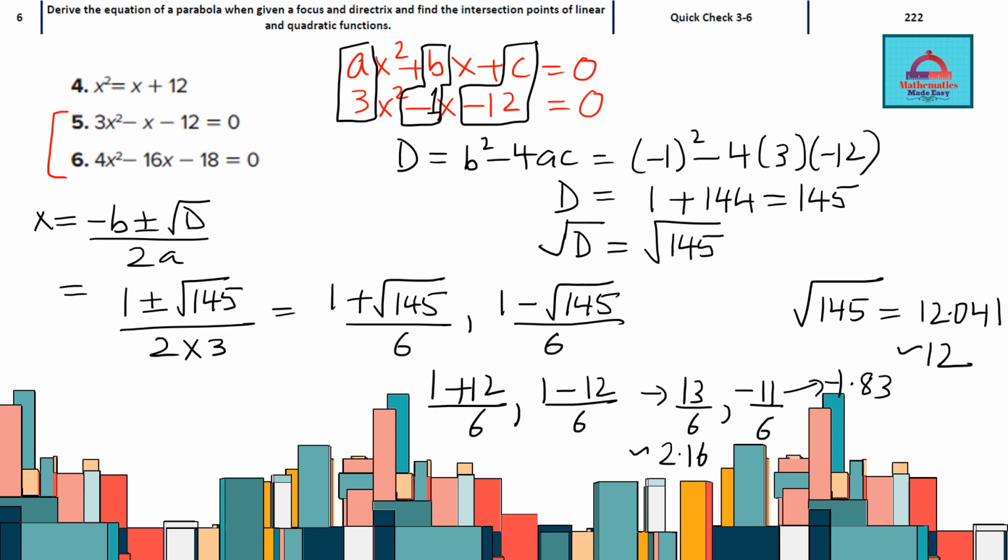Remember the negative sign. So we have to round it off to one decimal place, so we can give the final answer as 2.2 and negative 1.9. So these are the solutions for question 5. I would want you to try question 6 similarly and get the two solutions.